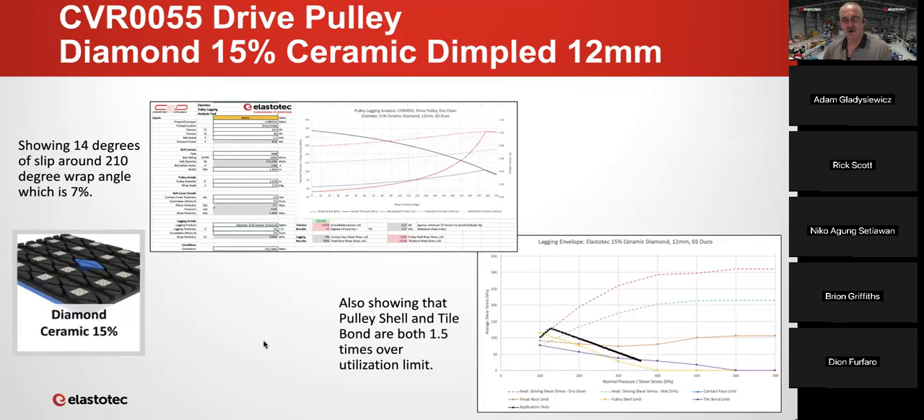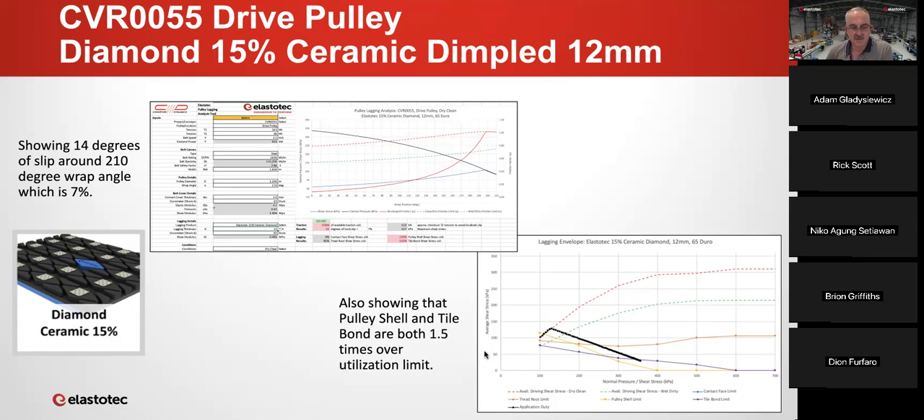This next one is 12 mil diamond ceramic. So basically it's like the 12 mil rubber, but just with a single ceramic dimpled tile in each of the large diamonds. What we can see on the graph for localized slippage is that we've got about 14 degrees of localized slip. But now you can see there's a red section down the bottom, and we have a second graph. Now this second graph is looking at the fatigue.